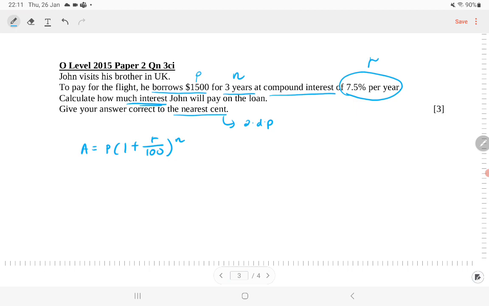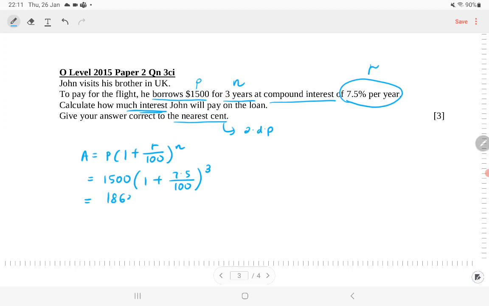Okay, you must remember the formula. Principal amount is this. Interest rate is this. 3 years is this. Okay, so let's calculate 1,500 times 1 plus 7.5 over 100 to the power of 3. Okay, so I get 1863.445313. Okay, it's just my habit to write down everything that I see on the calculator.